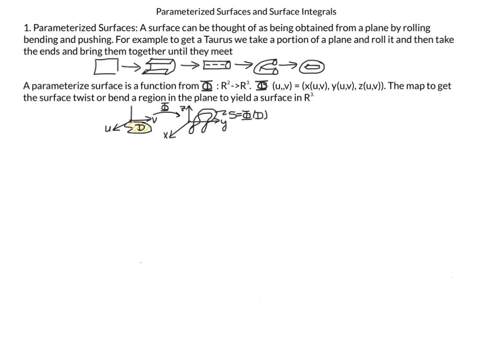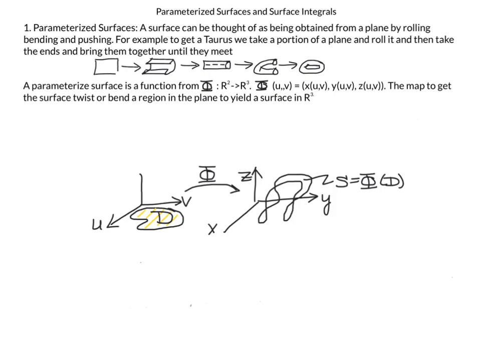To start, we should get an idea of what a surface is. A surface, we should think of as something we can obtain from a plane or a portion of the plane. We can then roll, bend, or push this plane, molding it into a shape. For example, to get a torus, this donut shape, we take a portion of the plane, we roll it up, we take the ends, bring them together until they meet, and we get this torus.